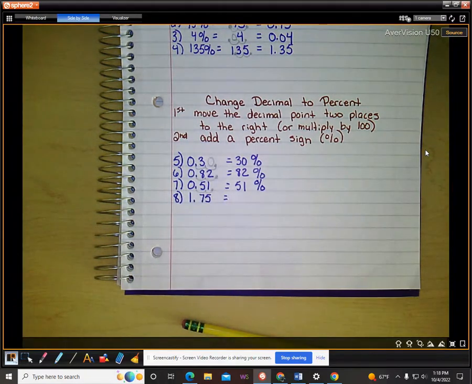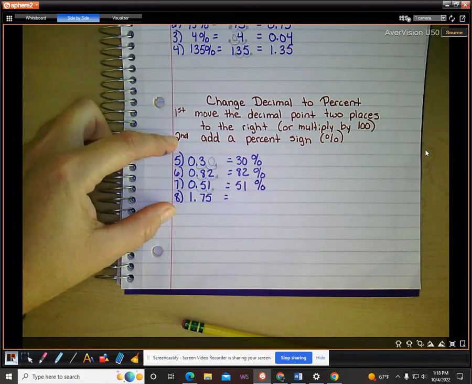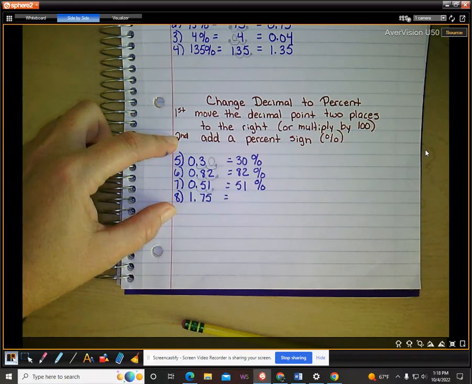1 and 75 hundredths. First of all, what is different about 8 than 5, 6, and 7? There's a 1. We have hands for several reasons. The greatest one in school is to raise and wait our turn. Jeremiah, what is different about 8 than 5, 6, and 7? It has a 1 before the decimal. Absolutely. Okay. This is greater than 1.